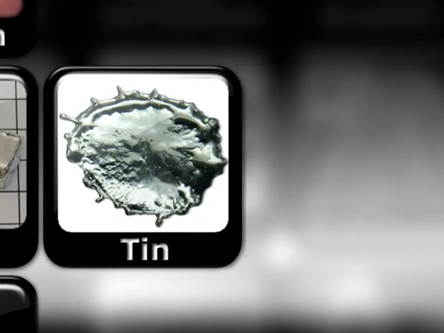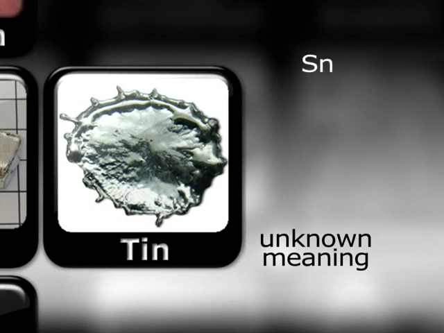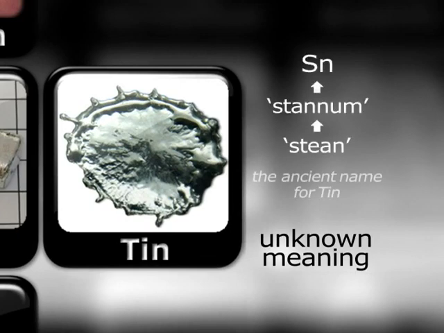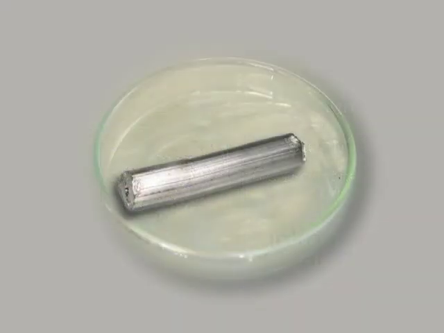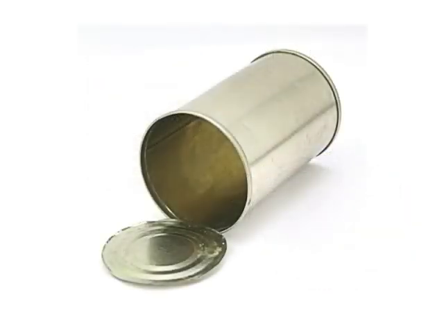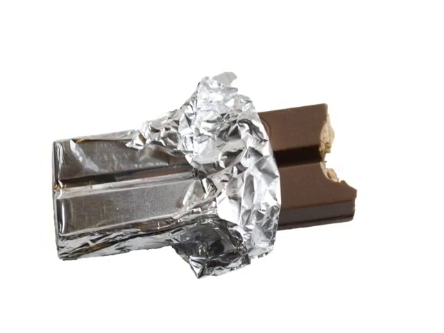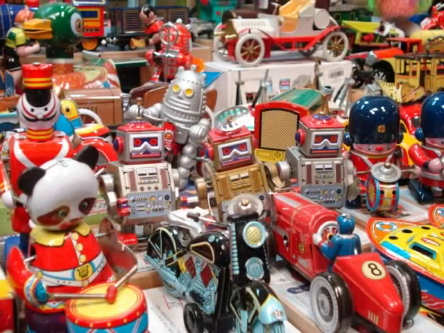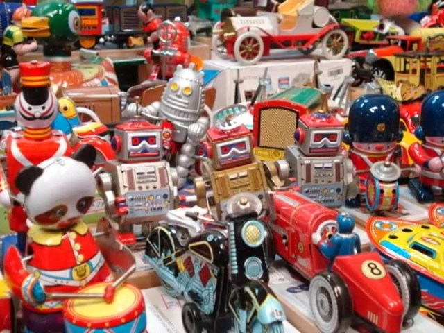The meaning of the name tin has been lost in history. The symbol Sn comes from stannum, the ancient word for this metal. Most tin is alloyed with lead to make solder. Tin cans are actually steel cans with a thin coat of corrosion-resistant tin, and so-called tin foil is actually cheaper aluminum foil. Before plastic, most toys were made from tin.